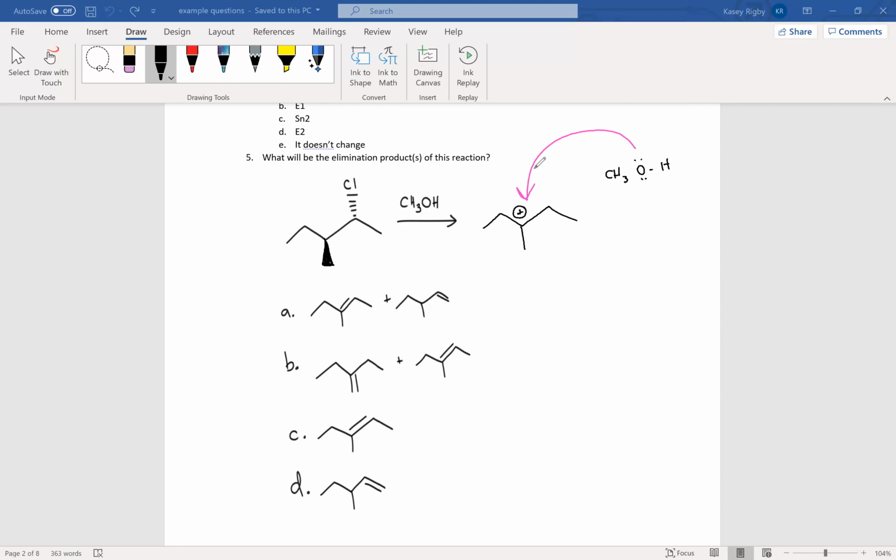Then we end up with two possible products here for the SN1. We have one where we have our methyl group in the front and our OCH3 group in the back, or another one where we have our methyl group in the back and our OCH3 group in the front.